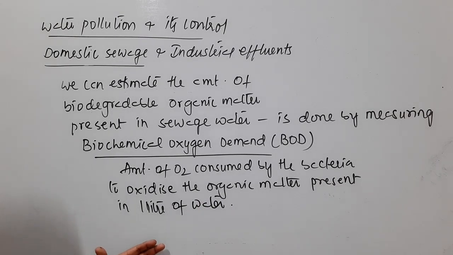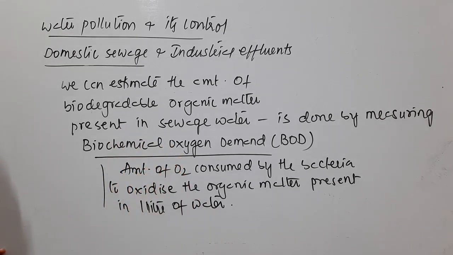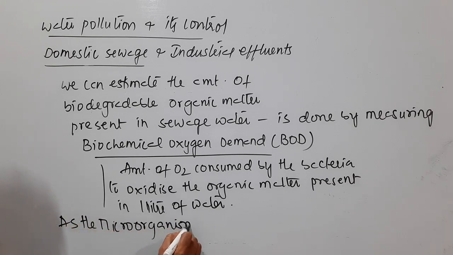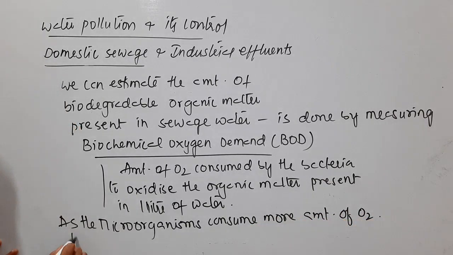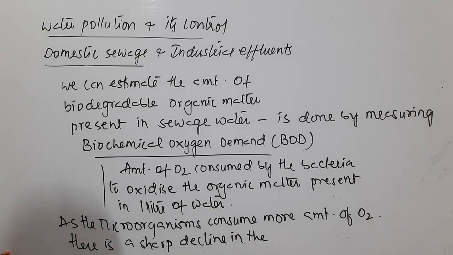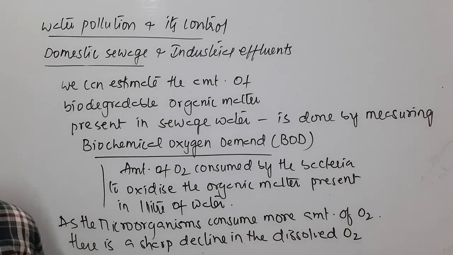Now as these bacteria or microorganisms consume a lot of oxygen, there will be a sharp decline in the dissolved oxygen. If there is more organic matter, then there will be more bacteria, and they will consume more oxygen. As the microorganisms consume more oxygen, there is a sharp decline in the dissolved oxygen. If the dissolved oxygen decreases in the waters, then obviously it results in the death of fish and all other aquatic organisms.